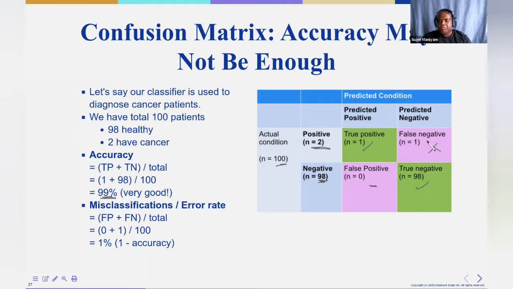So we actually want this to be 0, meaning we want the algorithm to classify everybody who's positive as positive.